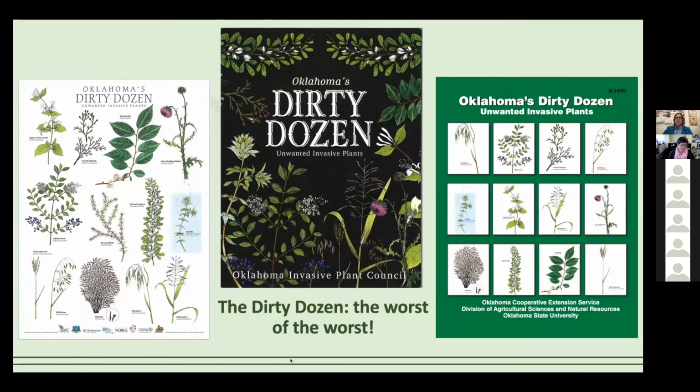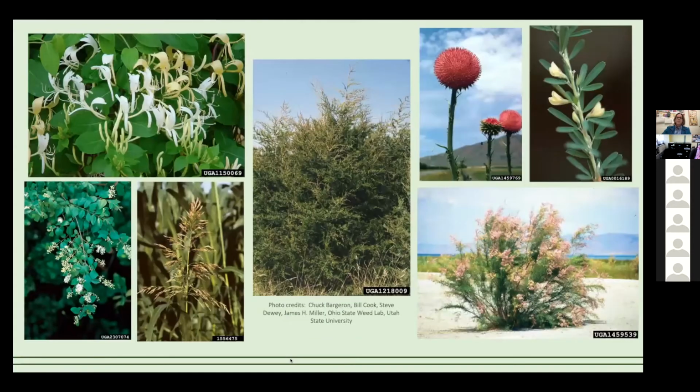The OKIPC currently maintains two lists of invasive species. We have the Dirty Dozen list, which includes the worst of the worst invasive species in the state. These are species that most likely will never be eradicated from established populations. Everyone is probably familiar with the Dirty Dozen list at this point. We've promoted it in a variety of ways, including a poster, a coloring book, and a species guide.